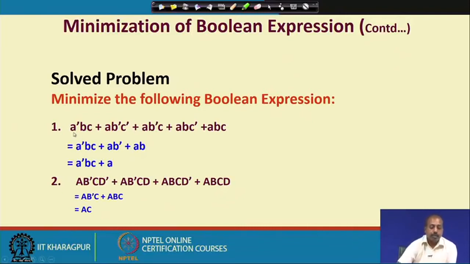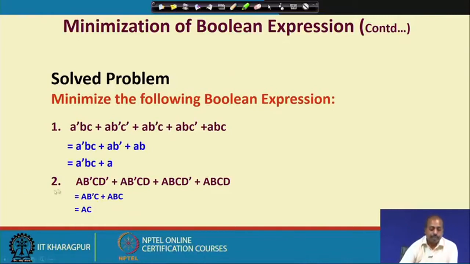So, in this way we can convert this Boolean expression into a corresponding simplified form, a bar b c plus a. Of course, there is no guarantee that if you are applying these Boolean rules, this is the exact minimum form. In this particular example that may be the case, but in general there is no such guarantee.